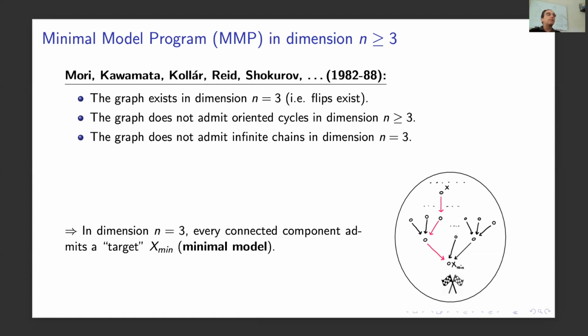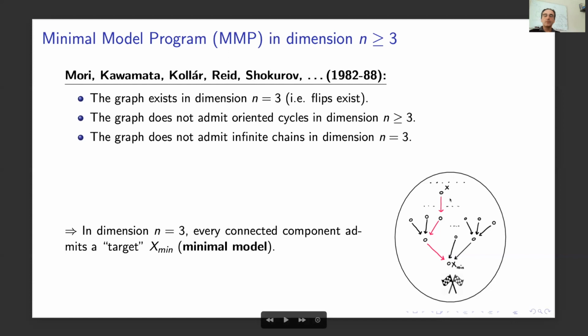Okay, but in dimension 3, if we put all this together, and if we focus inside a connected component of a given variety X, in other words, of a given vertex X, then we know that since there are no oriented cycles and since there are no infinite chains, we can always start from a variety X, run through this path here, the red path here, and eventually we'll arrive at a model, or a vertex, which does not admit any more arrows.